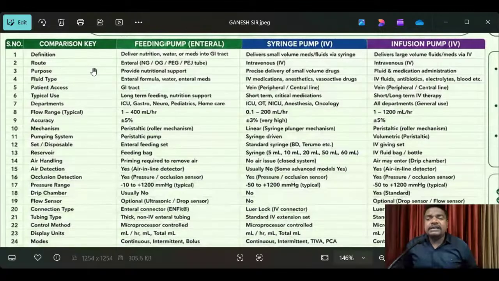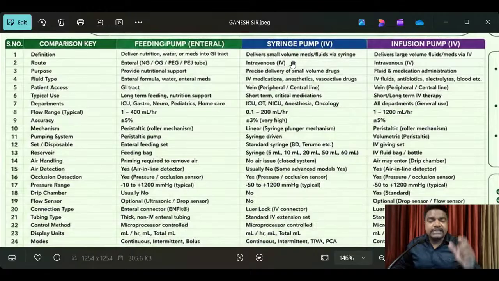Second point, route. I'm going to show you the comparison. When you come to the feeding pump, enteral: NG or OG or PEG, PJ tube. These are the tube names. And when you come to the syringe pump, IV line, intravenous IV line.